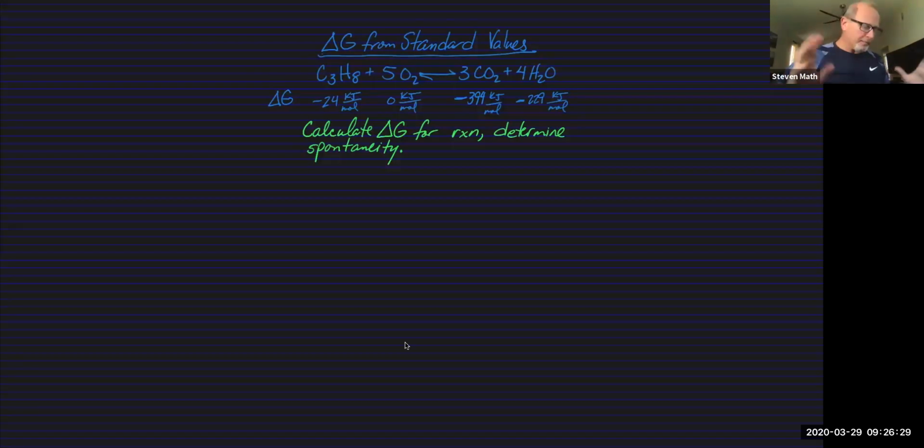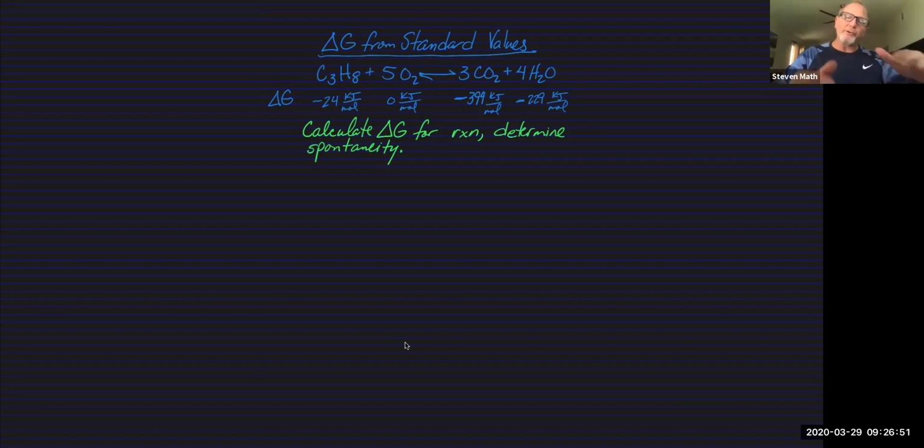We'll start up here. So another problem for you. We're going to do two types of problems in this video. In this one, we're going to look at delta G from standard values. This is going to be a very straightforward, very easy calculation, just like we've done delta H from standards, delta S from standards. Delta G can be done from standards, going to tell us our spontaneity.